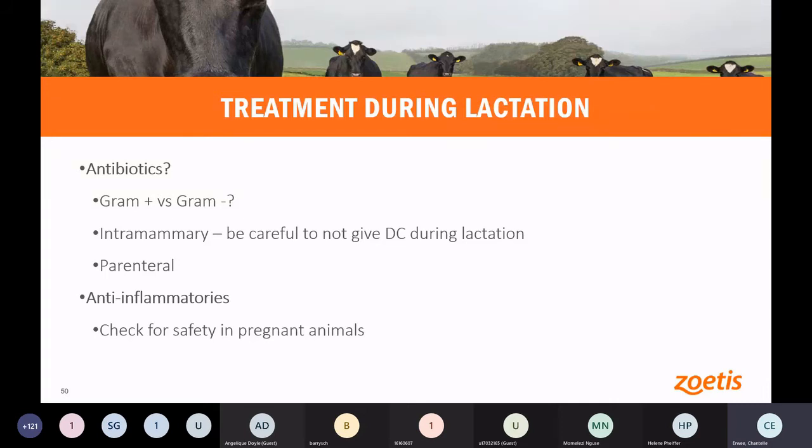All right, so anti-inflammatories are also very important for the welfare of that animal, to treat that pain and that inflammation. And then it's just important to check for the safety in pregnant animals and whether you can use it in lactating animals as well.